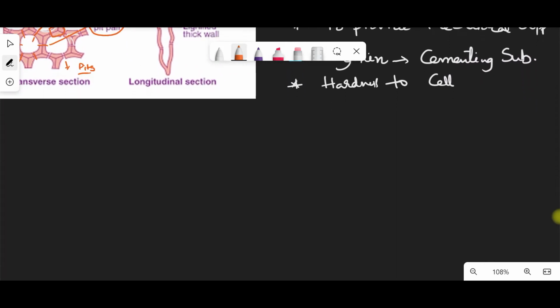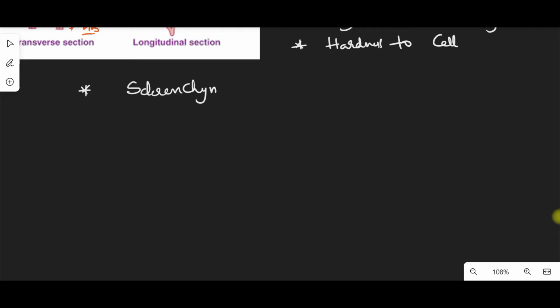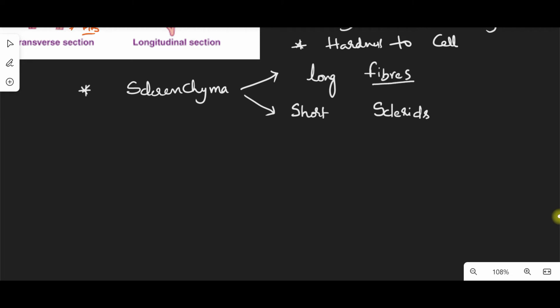Now, sclerenchyma is of two types. Means the tissue sclerenchyma is made up of two types of cells. One, long fiber cells. Long cells are called fibers. Short cells are called sclerites. See, long cells are called fibers, short cells are called sclerites.